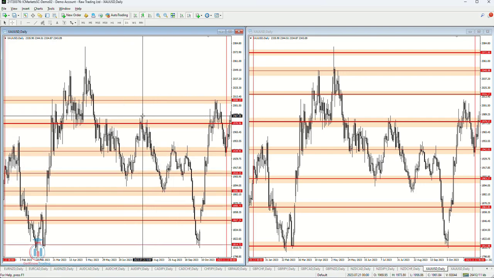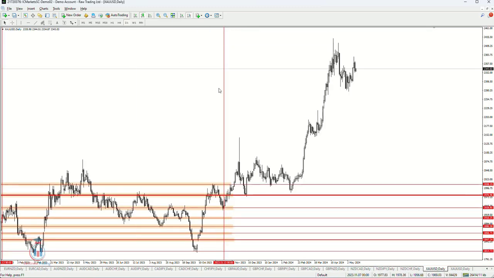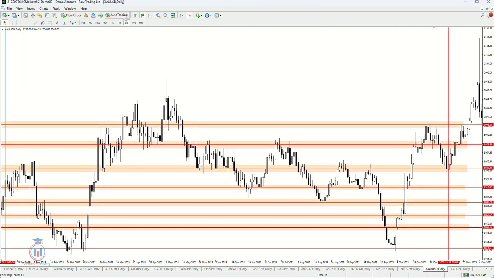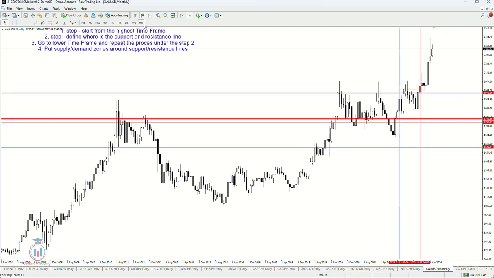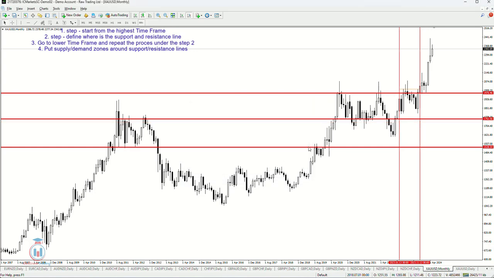So just to repeat the process, always start from the highest time frame, which means two of them, in this case the monthly, because I'm checking on the daily time frame how this looks. Put horizontal support and resistance lines. Now you can see there is a small mistake, which should be only on the daily. This is also one vertical line now.